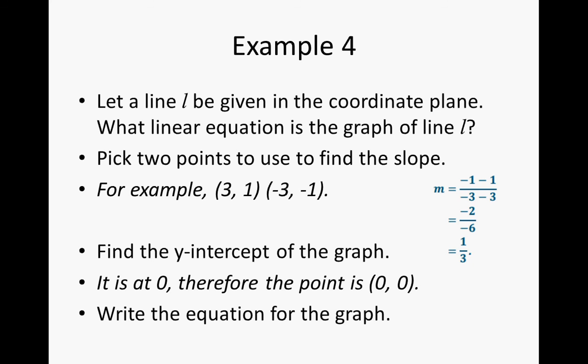Write the equation for the graph. Well, since there is no b, because it's going through the origin at (0, 0), we would just have y is equal to 1/3 x. And this would be a proportional graph.